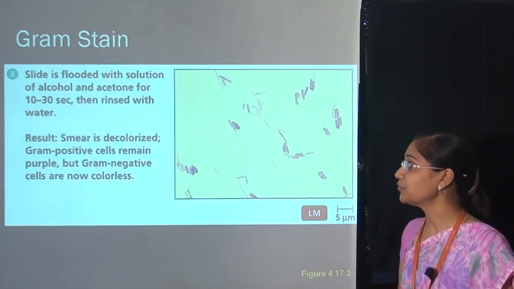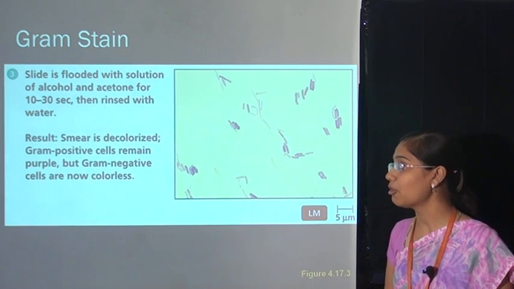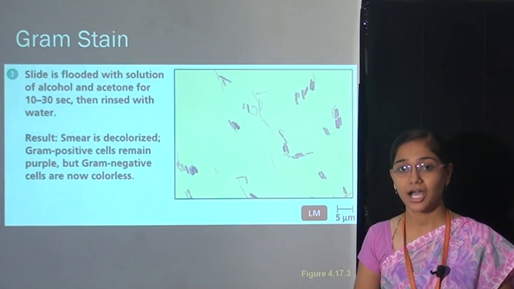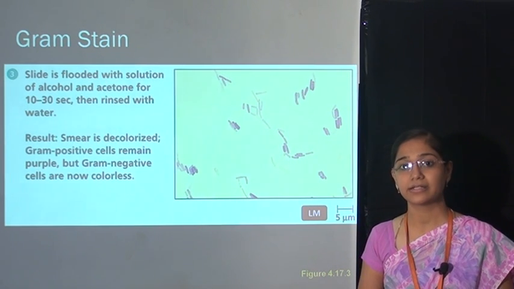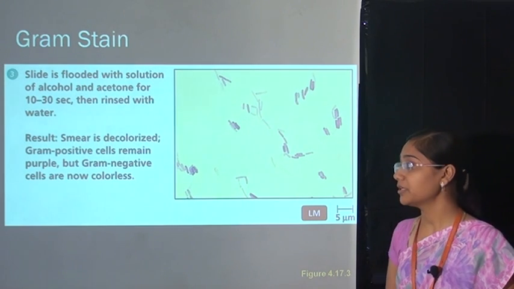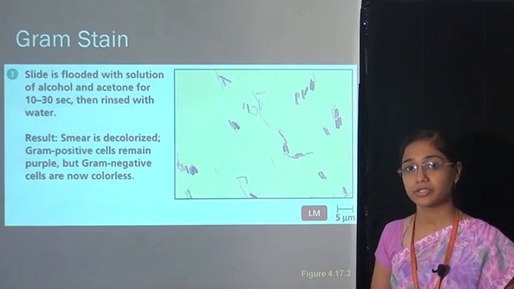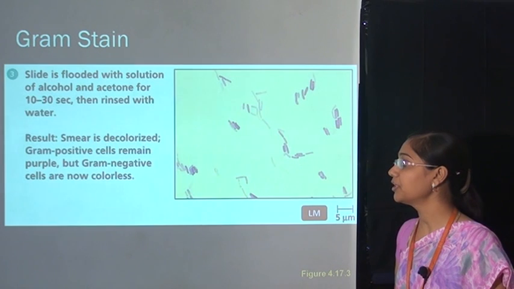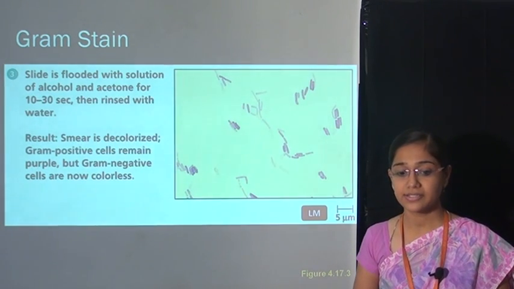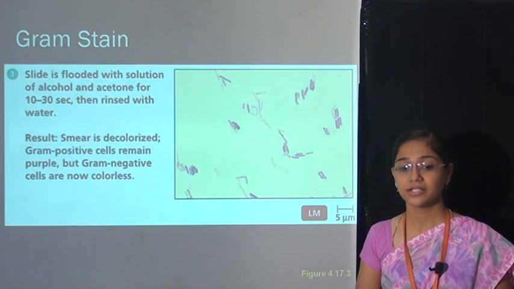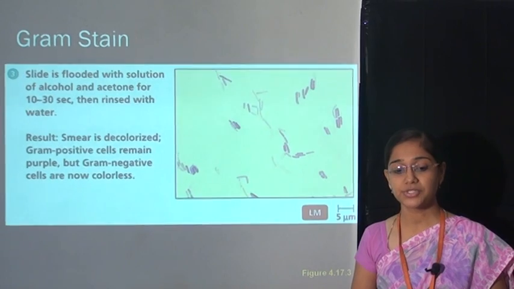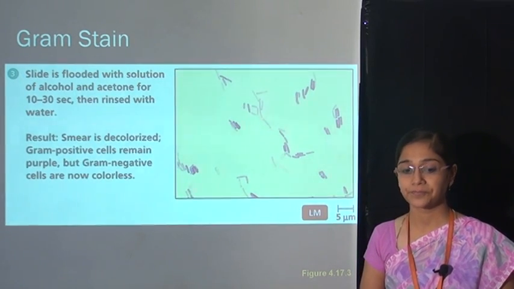Then what is the third step? The slide is flooded with the solution of alcohol and acetone. What is the alcohol and acetone? That is the decolorizer, which decolorizes the bacteria. It is applied for 10 to 13 seconds and then rinsed with water. What is the result? The smear is decolorized and the Gram positive cells remain purple, but the Gram negative cells are now colorless.